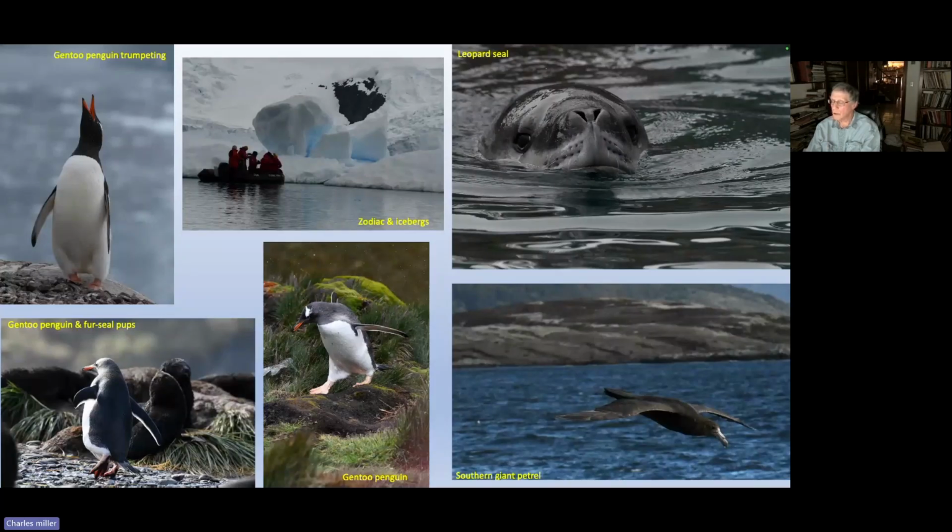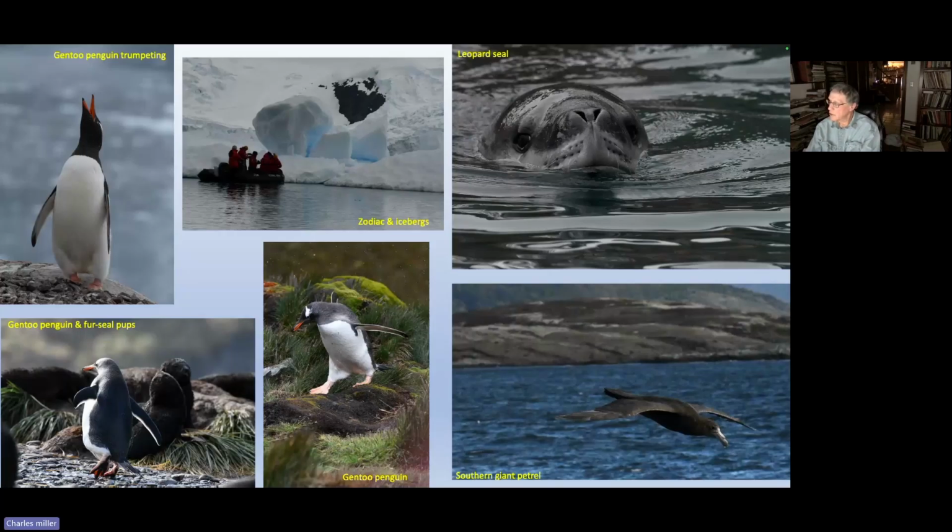Over here is a leopard seal. Cute as they may be, these are apex predators. These can be 11.5 feet in length. They can weigh 1,300 pounds, and they've been known to kill people. And therein lies a story that I'll tell you a little bit later.